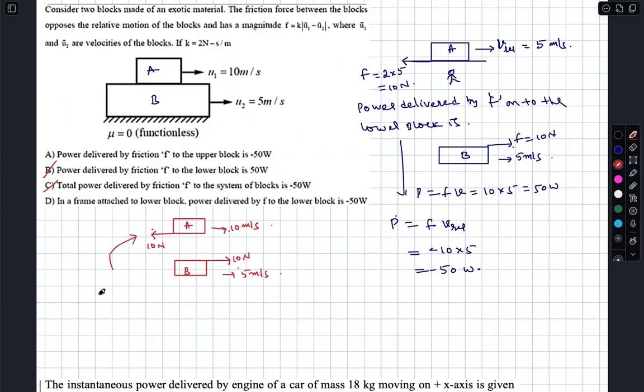So what is the power here? P1 is minus 10 into 10, minus 100 watt. What is the power delivered to B? Plus 10 into 5, plus 50 watt. What is the total power? It is minus 50 watt.